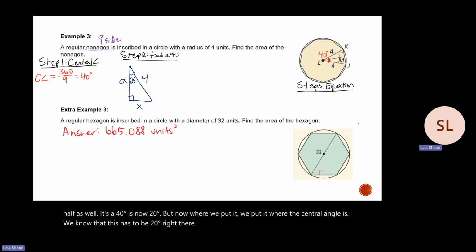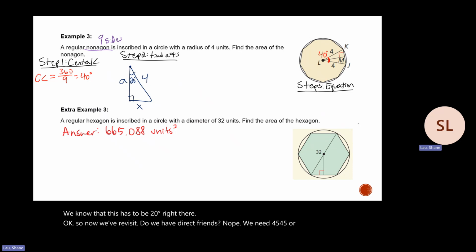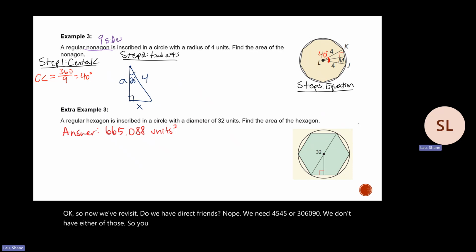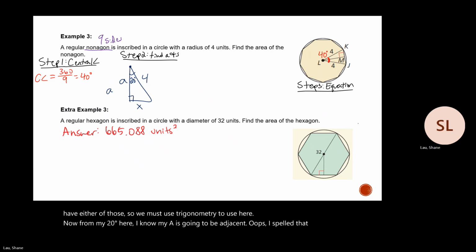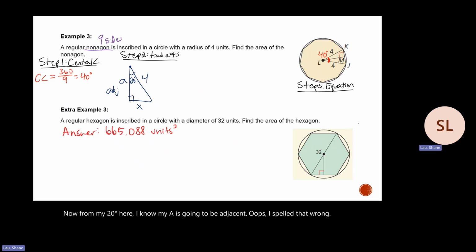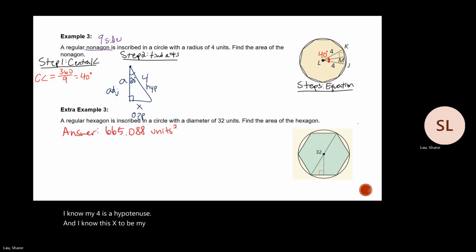So now we revisit. Do we have special right triangles? Nope. We need 45, 45, 90 or 30, 60, 90. We don't have either of those. So we must use trigonometry here. Now, from my 20 degrees here, I know my A is going to be adjacent. There we go. I know my 4 is the hypotenuse. And I know this X to be my opposite.